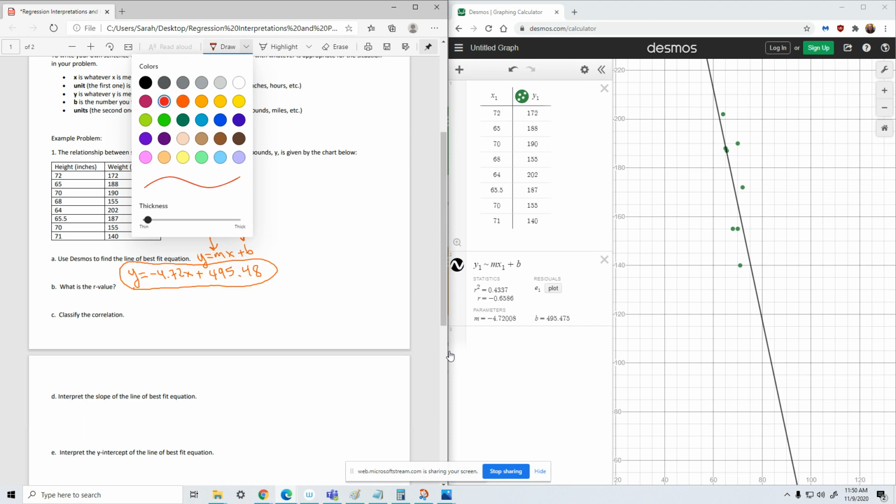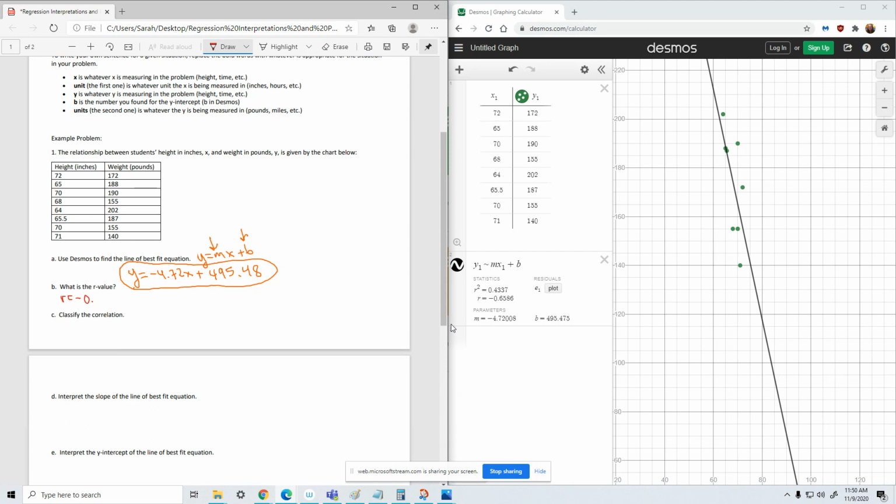Next thing we're asked to find is the R value. Just find R and completely just copy it down. R equals negative 0.6586. Classify the correlation. We've done that before. That's strong, moderate, or weak, positive, negative, none. We've mostly had strong, positive, or negative. This one actually, since it's not quite as close to 1 or negative 1 as we're used to, falls in that moderate category. So if you look back at your notes about classifying R values, you can see that that's in the moderate category, and it's going to be a moderate negative because our R is a negative number. So this has a moderate negative correlation.